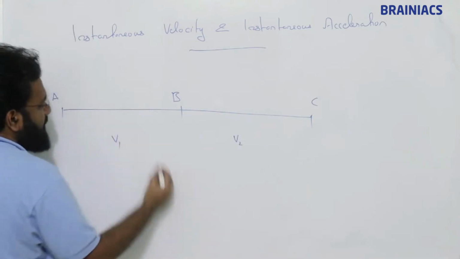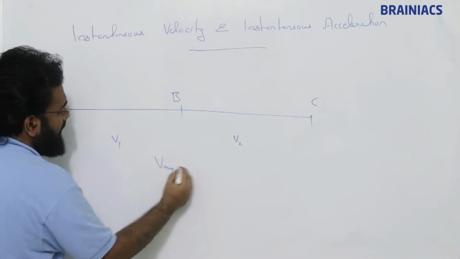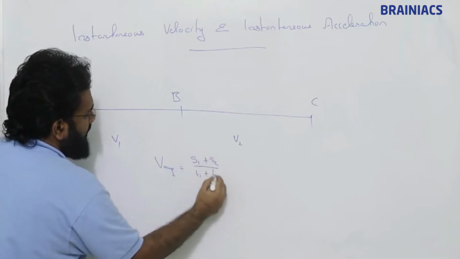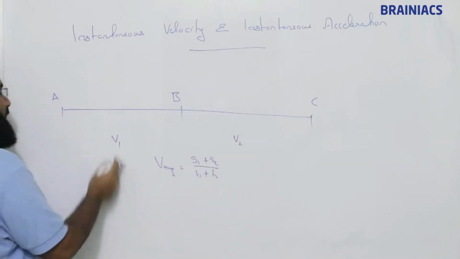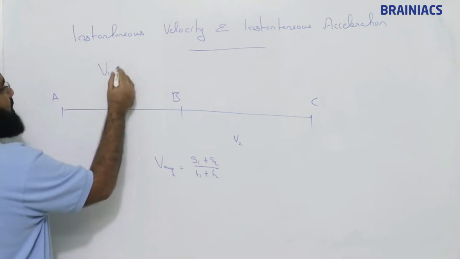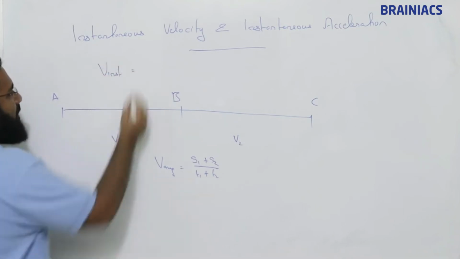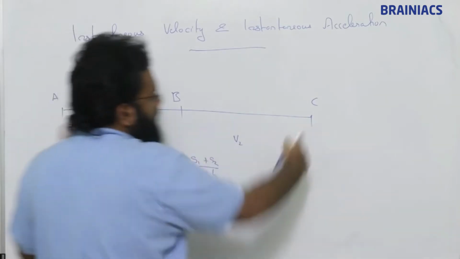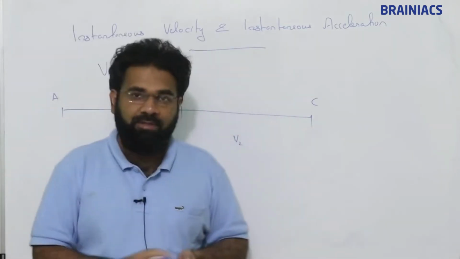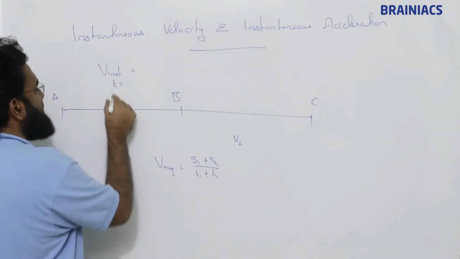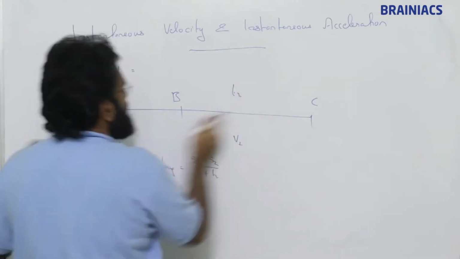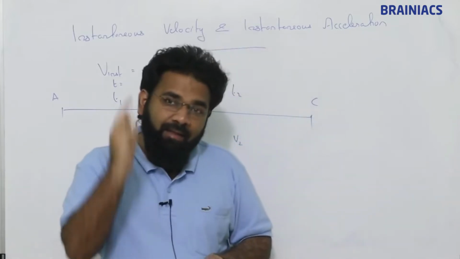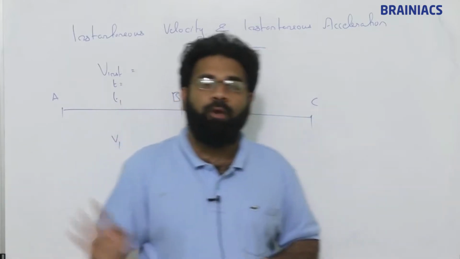What is the average velocity? We know V average is (S1 plus S2) divided by (T1 plus T2). But if they ask what is the instantaneous velocity, instantaneous velocity at a time t is equal to, this is important. Now throughout the motion, when we find average velocity, we just need time duration. This is T1, this is T2. We need only time duration. We don't need that particular instant.